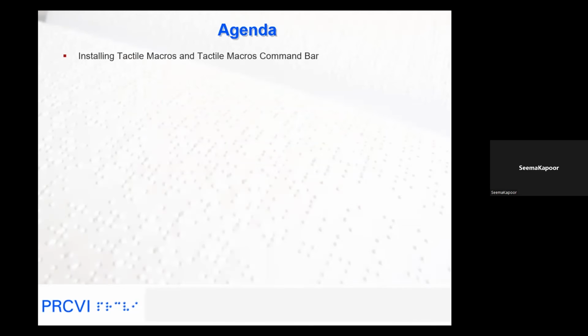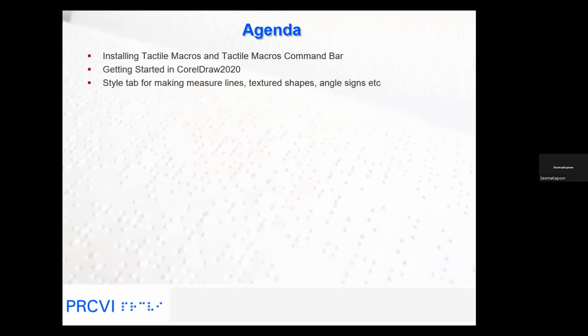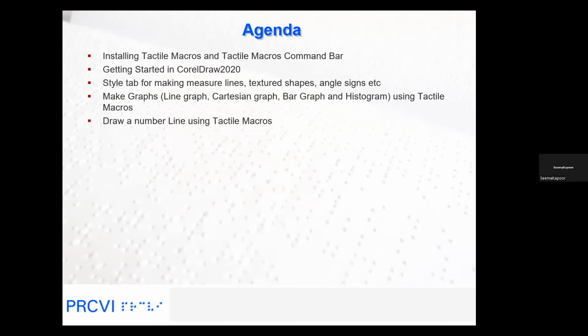installation of tactile macros and tactile macros command bar. Getting started in CorelDraw 2020. Style tab for making measure lines, texture, shapes, angle signs, etc. Make graphs like line graph, Cartesian graph, bar graph, and histogram using tactile macros. Draw a number line using tactile macros. Draw a pie chart and a spinner using tactile macros.